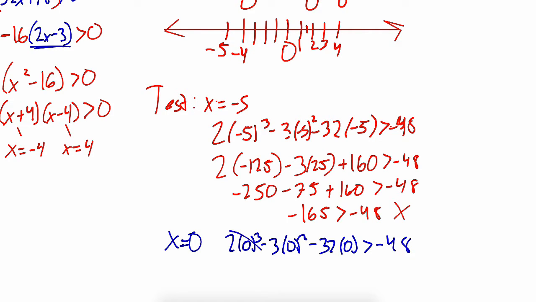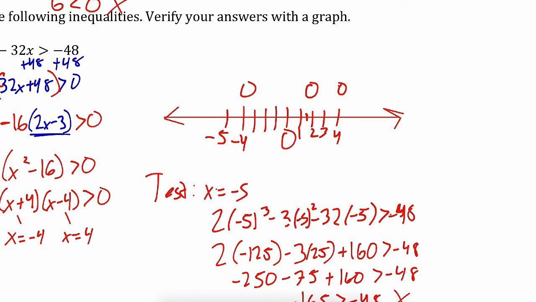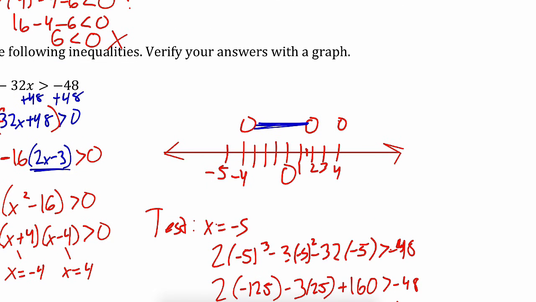2 times 0 cubed is 0. 3 times 0 squared is 0. 32 times 0 is 0. So we end up with 0 greater than negative 48. That is in fact true. So we have some solutions right here. Now before we go any further, I want to define that area right there. It's from negative 4 up to 3 over 2. So we're going to say negative 4 is less than x is less than 3 over 2.